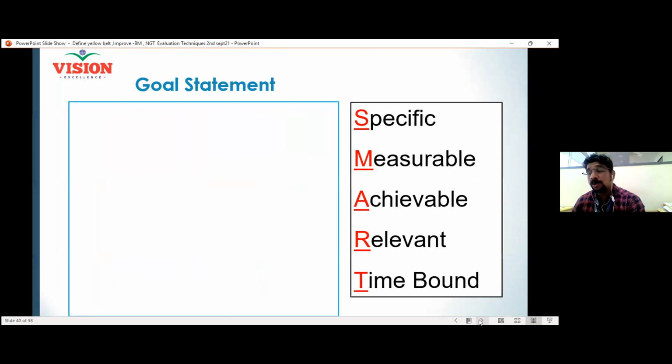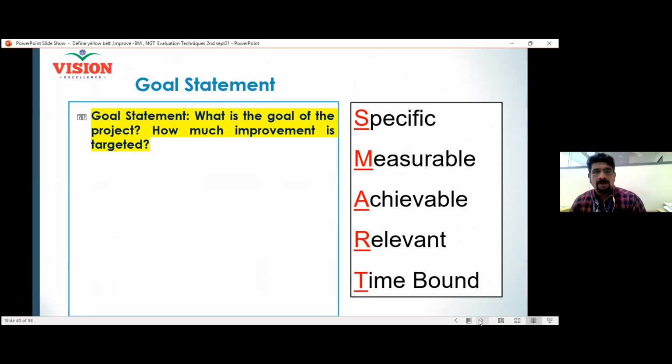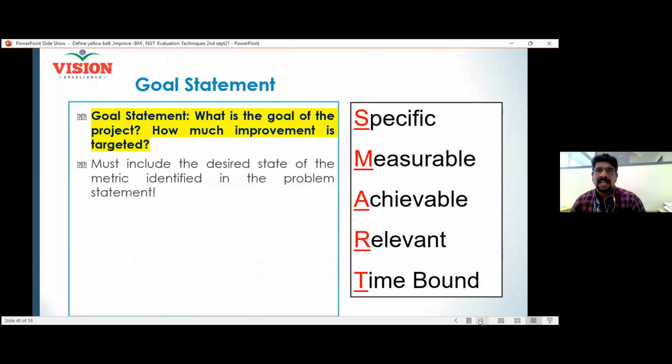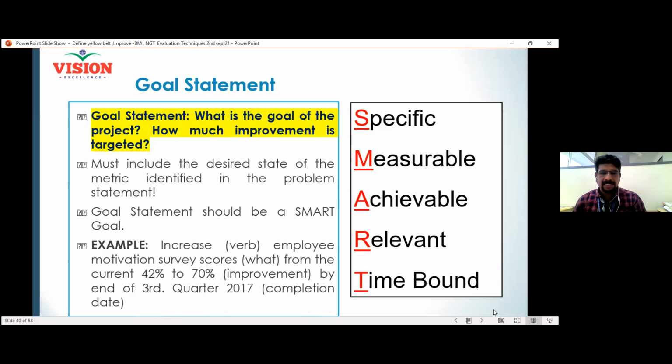Then you need a goal statement. See, the goal which you are choosing must be specific, must be measurable, and it must be achievable and relevant to the organization, and it must be time bound. You cannot do a project for 3 years, 4 years. You have to complete a project within 2 months, 3 months, like that. So the goal statement must always have specific, attainable, measurable, relevant, time-oriented data. Okay. See, for example, you can say we can increase the employee motivation from the current 42% to 70%.